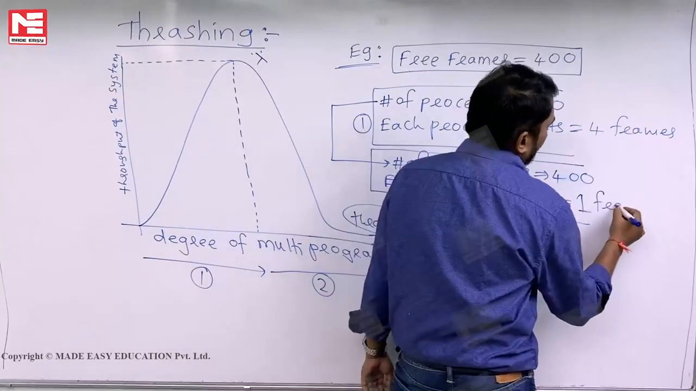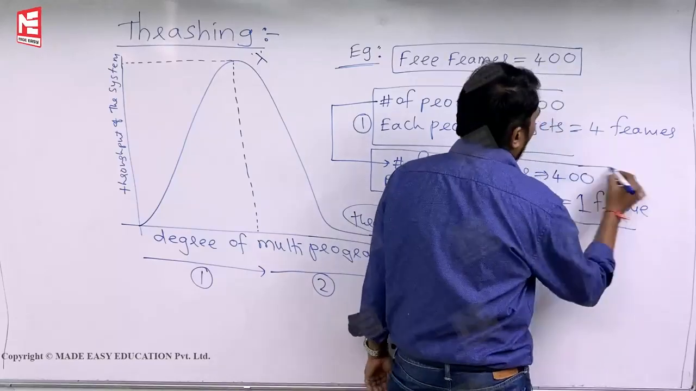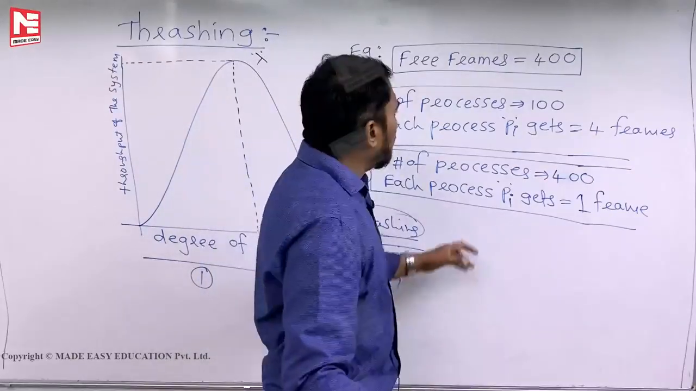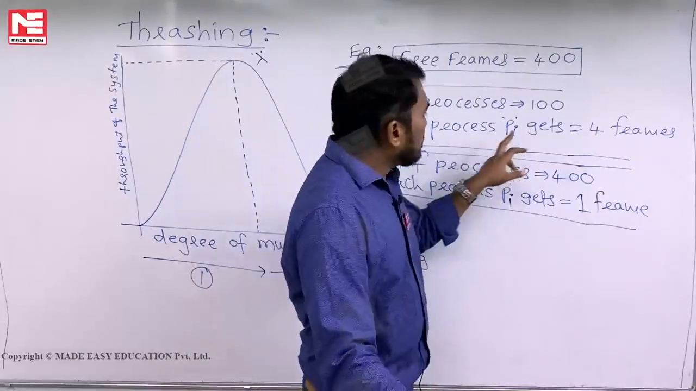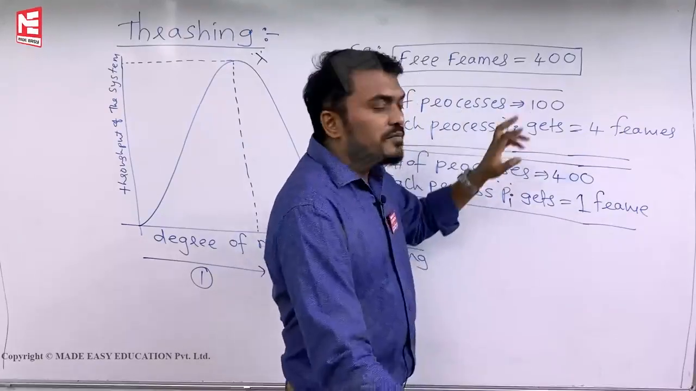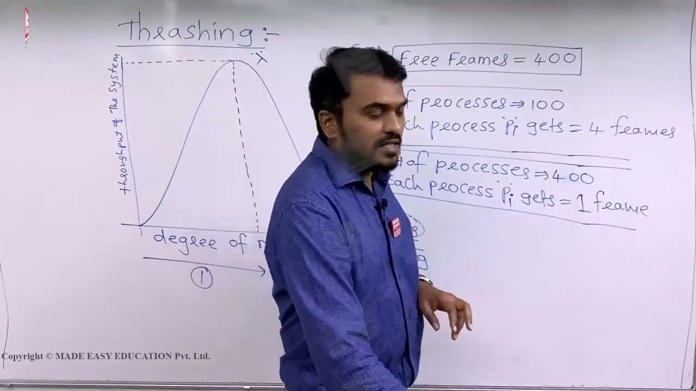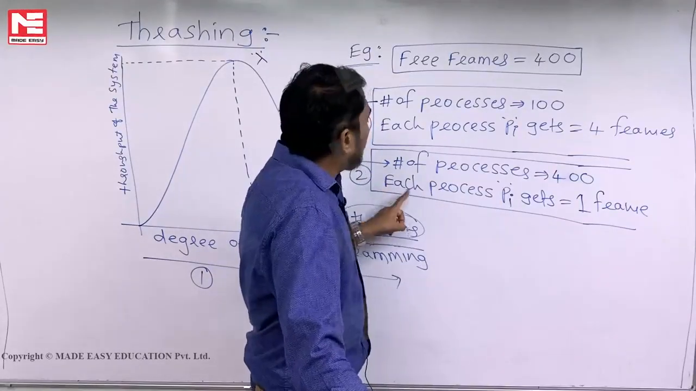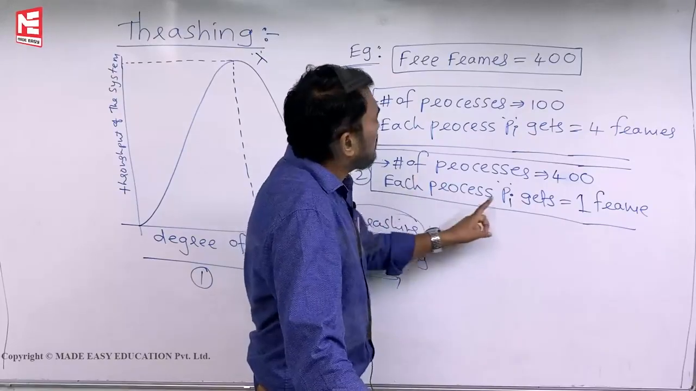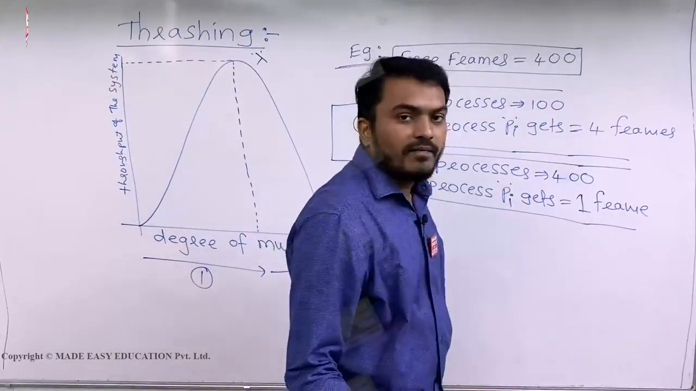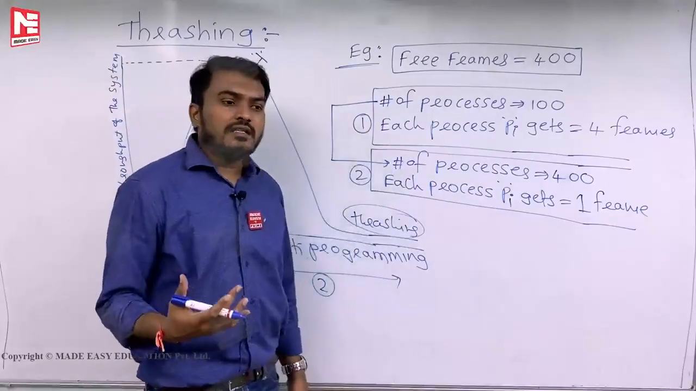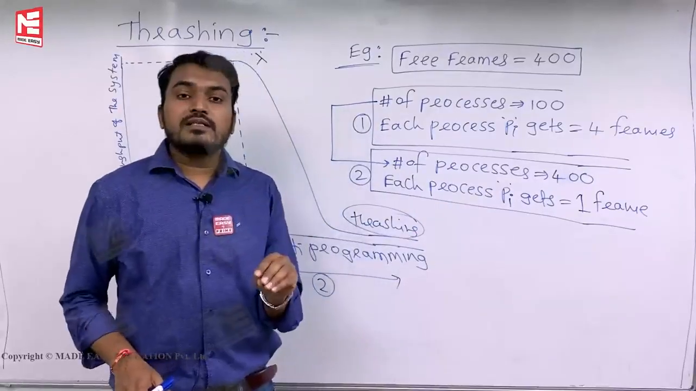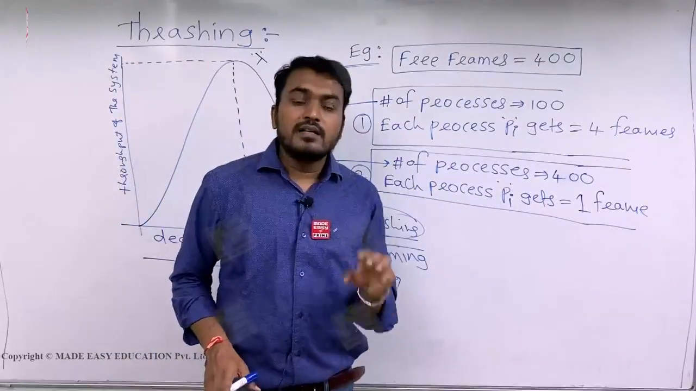Only 1 frame. Initially we had 100 processes, each process getting 4 frames. Now you drastically increase the number of processes to 400. Then if I equally distribute the frames, each process Pi gets only 1 frame. So now you can clearly understand, if each process is allocated only 1 frame, then what happens?